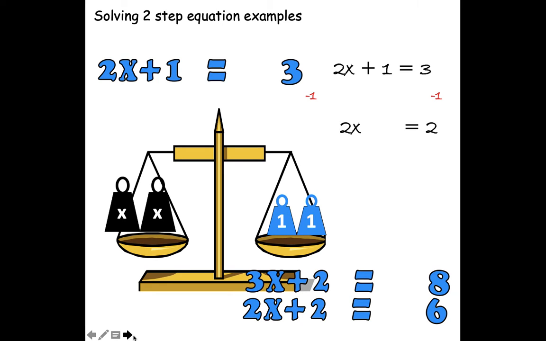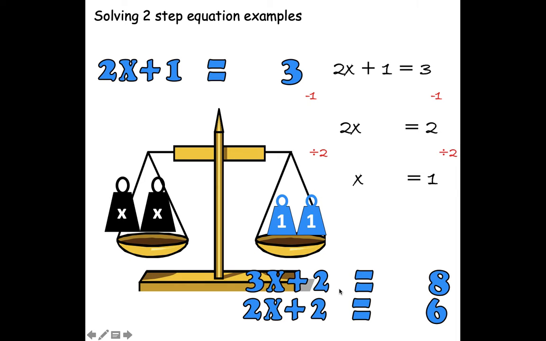Easy peasy lemon squeezy. Now to find the value of 1x, all we need to do is study both the x's and both the 1's, and we need to find just 1x. So instead of minusing or adding, this time we're going to divide. So dividing both sides by 2, remember we need to do the same to the left and to the right, we get x is equal to 1.